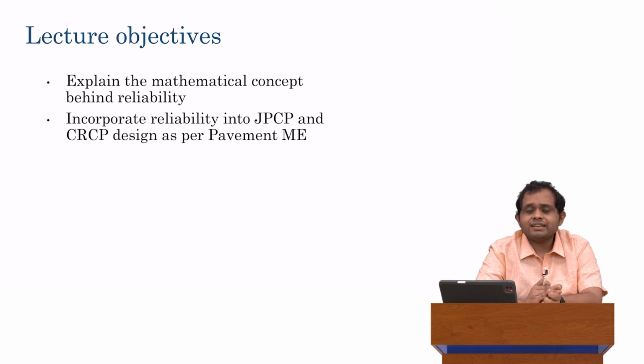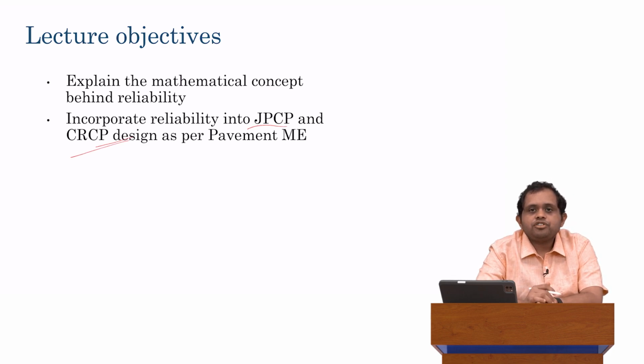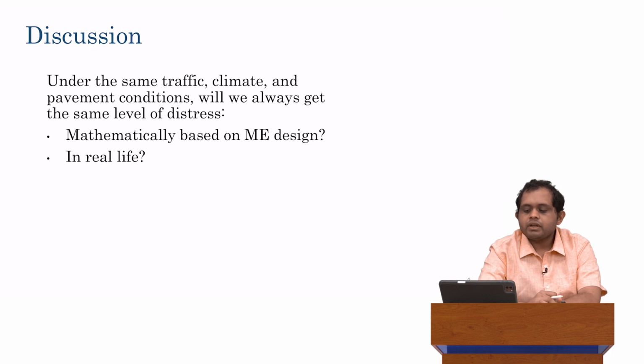And then once you understand the mathematical concept behind reliability, I'll show you how the pavement ME or the AASHTO MEPDG incorporates reliability. We will look at both JPCP and CRCP. I can tell you straight away, initially, the reliability is included empirically. So we, as of yet, do not have a good way to incorporate reliability mechanistically. So we choose to do it empirically instead. And that's the current approach.